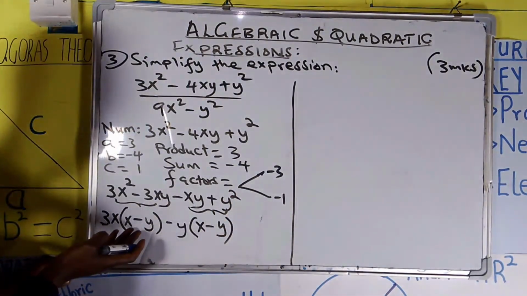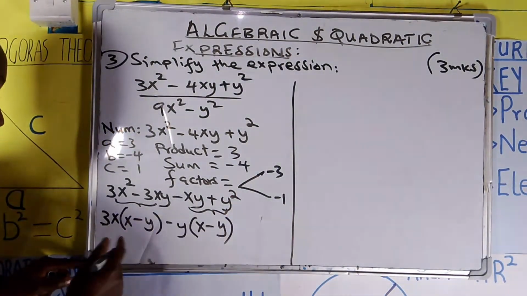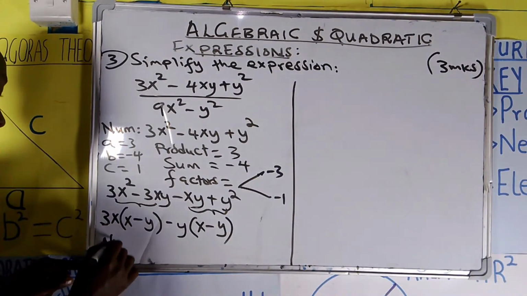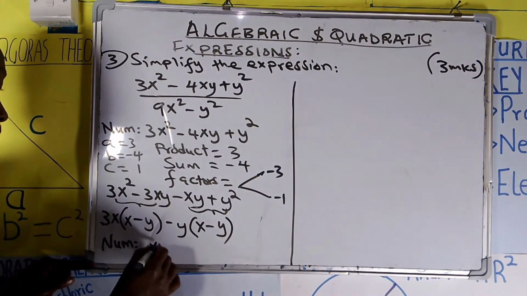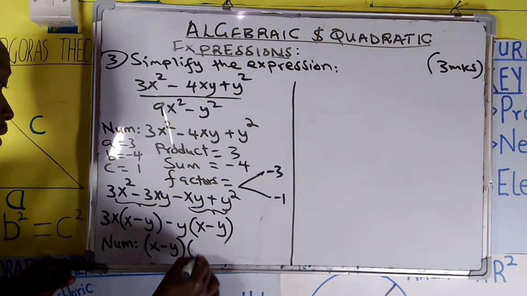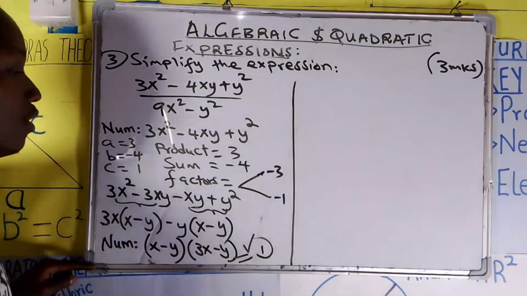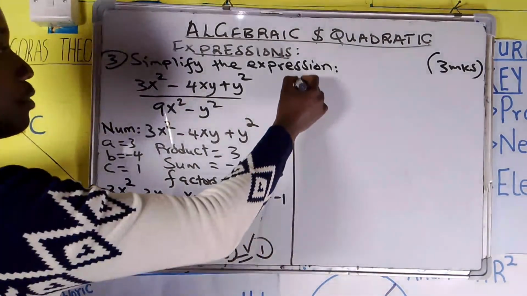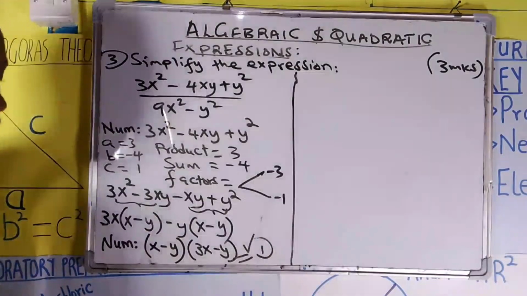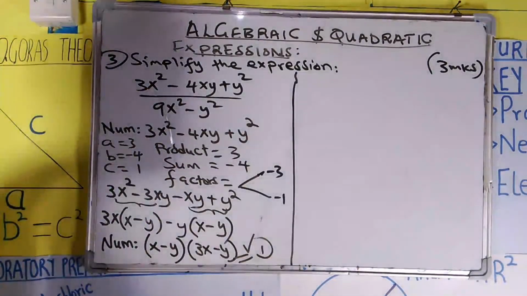Therefore, we will now choose one, x minus y, and have our numerator as x minus y, 3x minus y. And by doing that, we've gotten 1 mark. I'm showing you even how marks are awarded. So once you solve the numerator, you get your first mark.